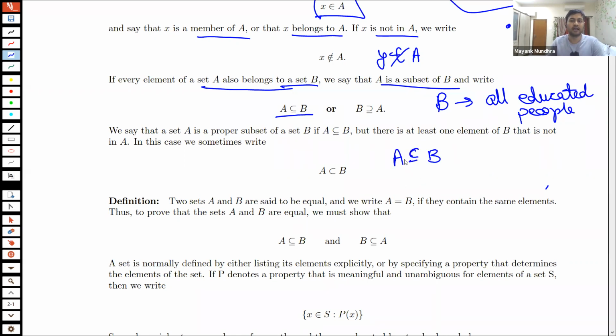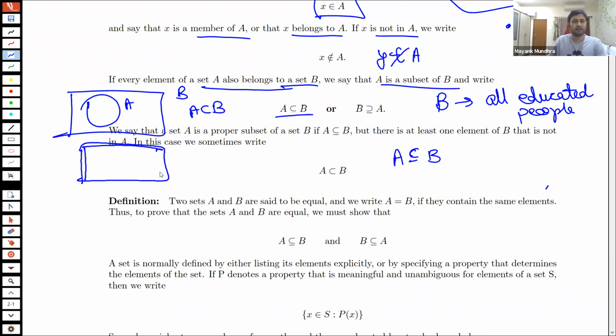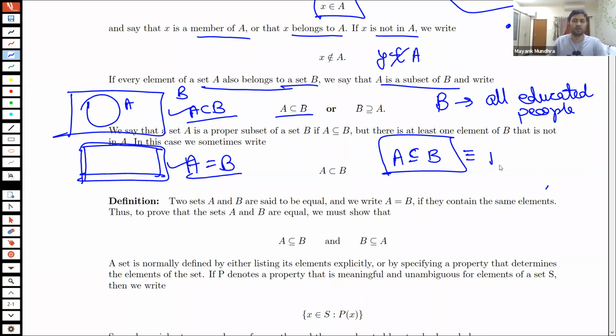Now, this thing means that either A is something which is a set. So this could be set B, and this could be set A. So in this case, we say A is a proper subset. And if A and B are both the same, in that case, we say A equal to B. Okay. So if we are not sure which of these two conditions hold, we generally write it like this. So either of these things could be true. So this is logically equivalent to A subset B or A equal to B.